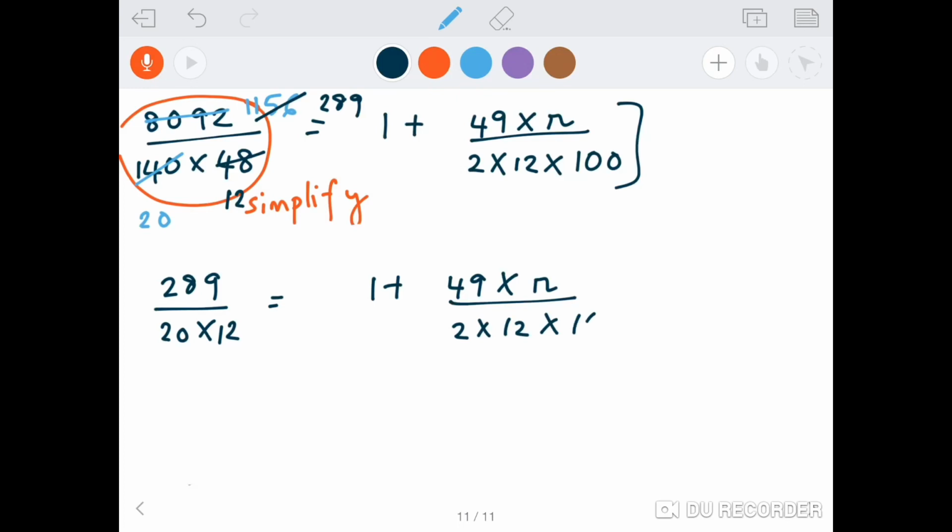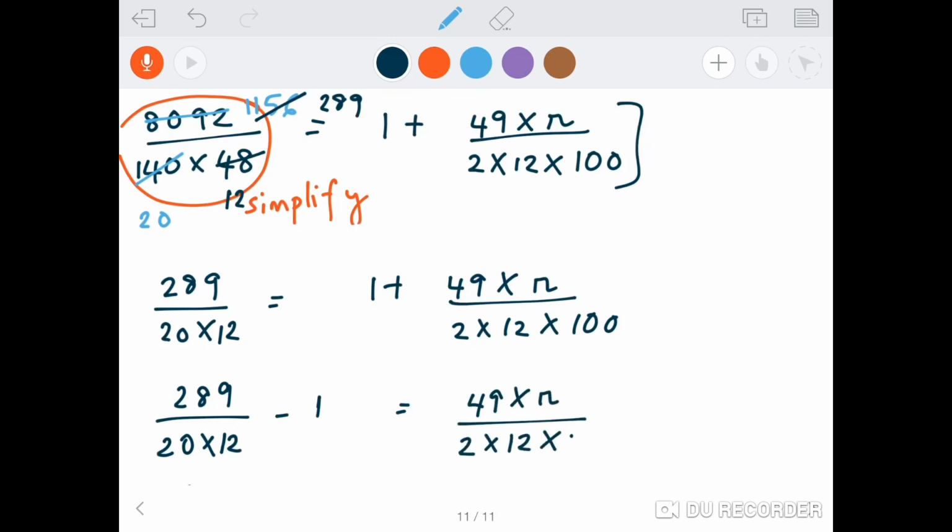If you notice, I have a 2 times 12 on my RHS, I have a 20 times 12 on my LHS. This is something waiting for you to cancel. So I'm just going to simplify this out. 289 divided by 20 times 12 minus 1. I'm going to bring the 1 from RHS to the LHS. That is going to give me 49 times R divided by 2 times 12 times 100.